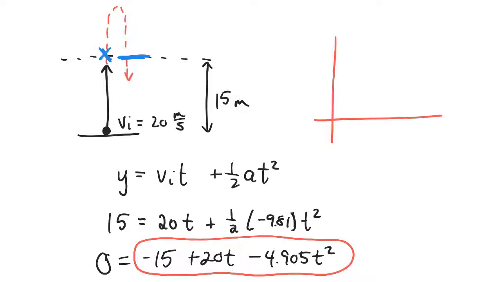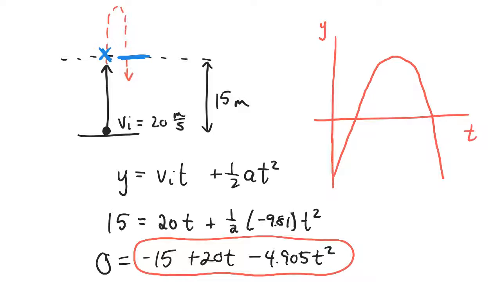I know that the times have to be positive, so I already have an idea of what your graph will look like. I don't know what that time will be, but I do know that it will be a positive time. The graph's going to start down here at negative 15, and it's going to be concave down. So that's definitely the shape of the graph. I just don't know what the numbers are.